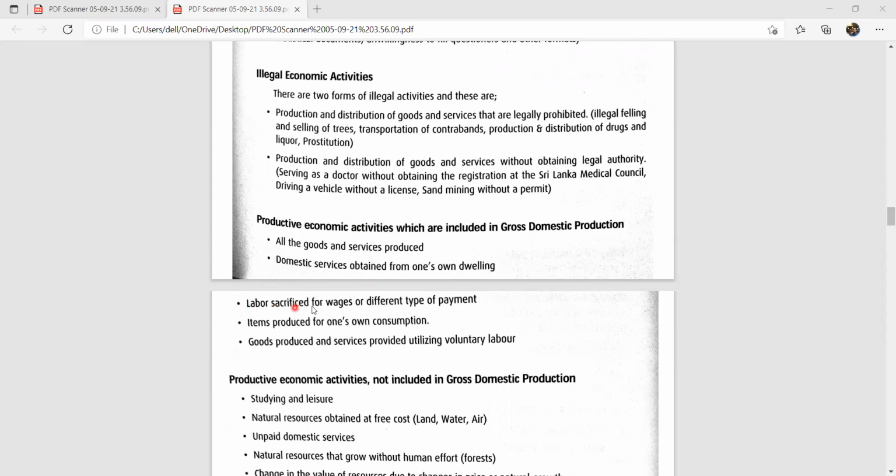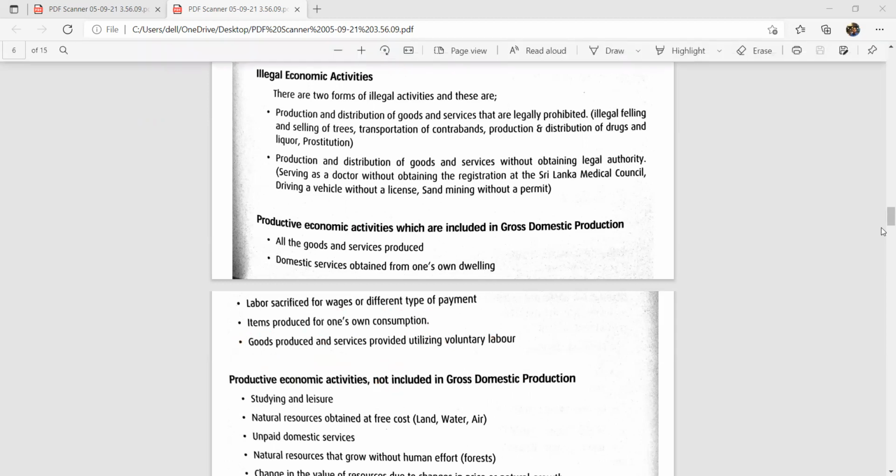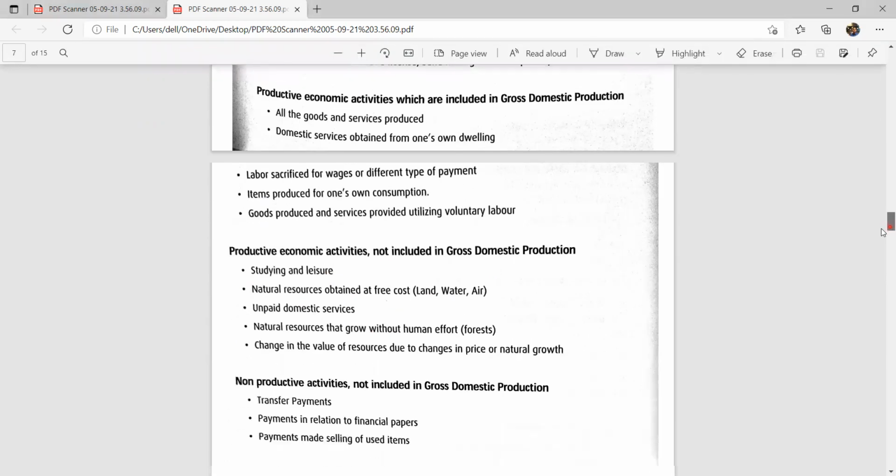Next one, labor sacrificed for wages or different types of payment. Items produced for one's own consumption, they produce for their own consumption, even it should be included. Goods produced and services provided utilizing voluntary labor, even such an activity should be included as a production of goods.